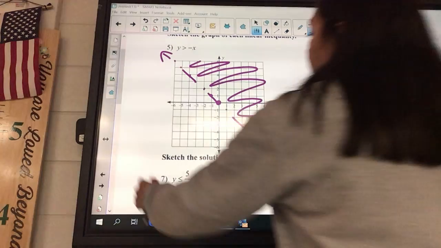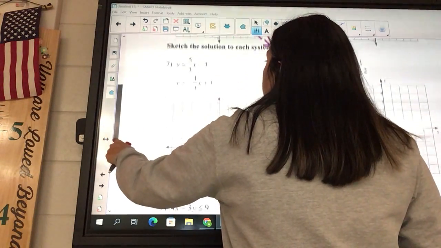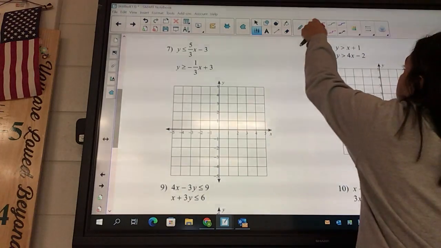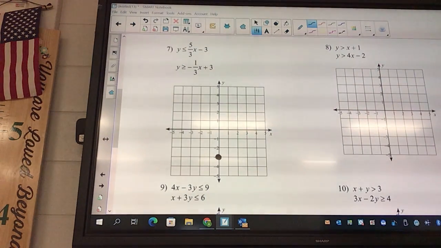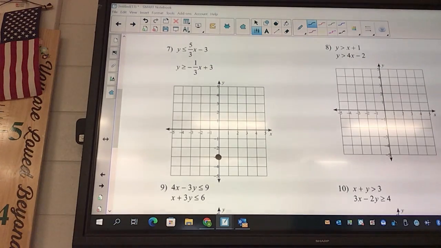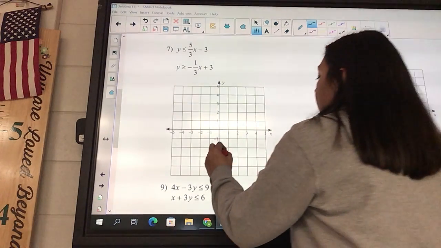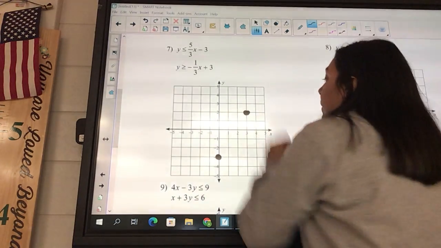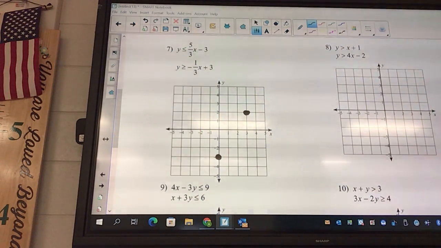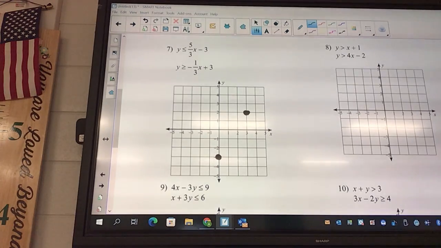Okay, 7. Where does line 1 start? -3. What is the slope? 5 over 3. So we're going to go up 5 and over 3: 1, 2, 3, 4, 5, over 3. Should that be a solid or dotted line? Solid line.